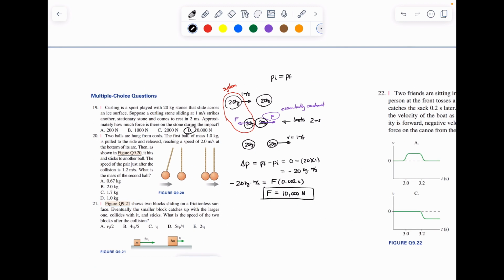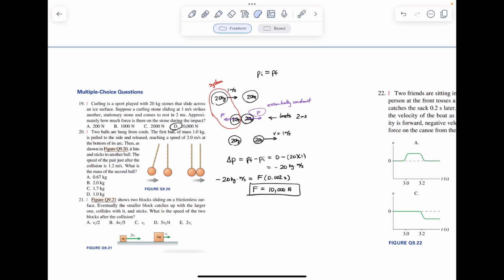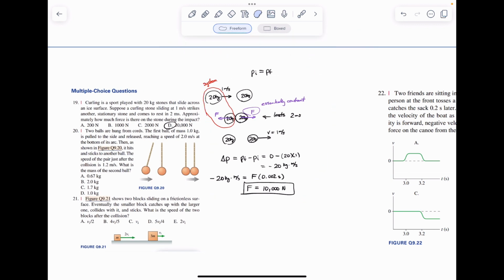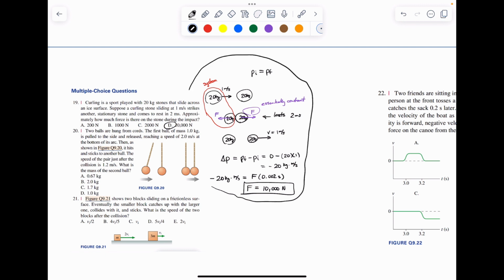Oh, wow, I took up a lot of space here. All right, so let's see if I can move this up. Oh, it's okay. We'll just draw little fences around our work here. So this was for number 19.